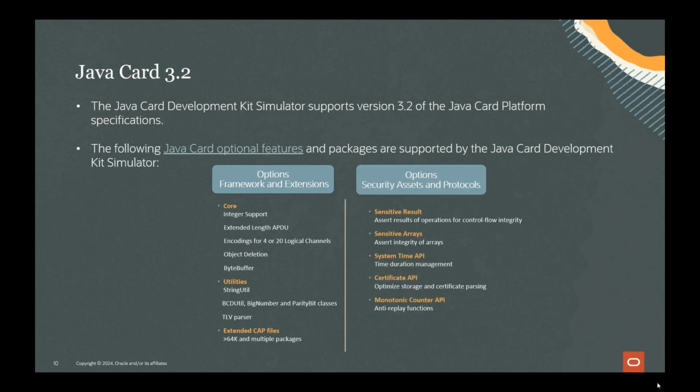Some of the supported optional features are for implementing security protocols. For example, the sensitive result API enables assertions during critical protocol operations. This control flow integrity is typically needed by certified applications. So as you can see here, the kit also supports sensitive arrays to check array integrity, the system time API to monitor the duration of operations, or a certificate API and monotonic counter API, all of which are necessary sometimes to implement certain applications.